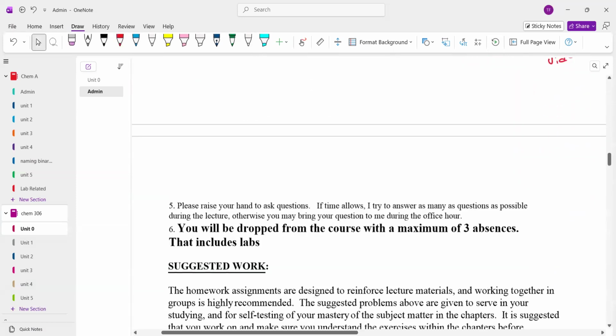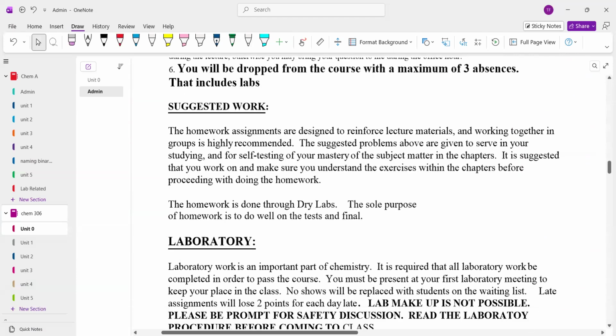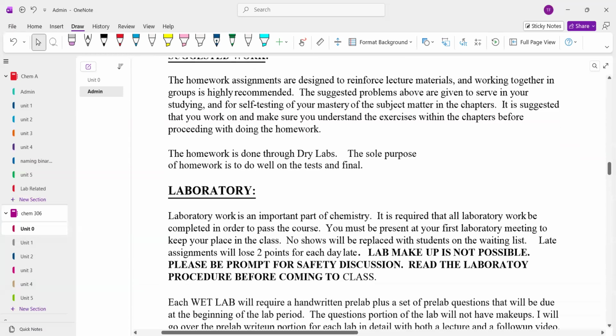I'm going to be taking attendance the first 2 weeks of class because it has to do with something called census. It's complicated, but anyway, after that, I'm not going to be taking attendance.